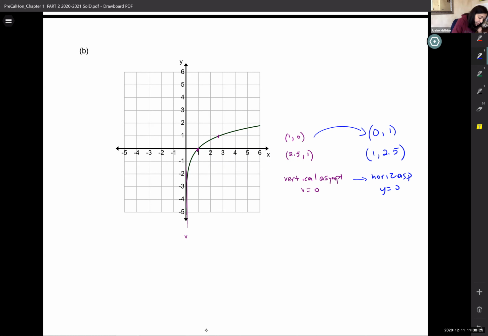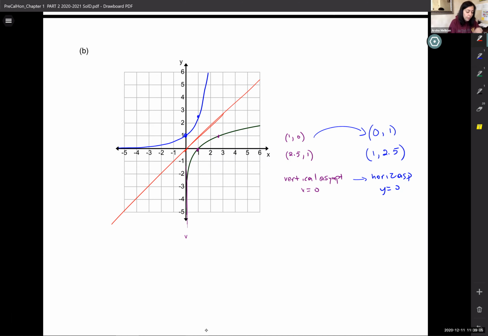So I have a point at 0 comma 1. And then I have one at 1, 2.5, roughly. And then it looks like I might have a horizontal asymptote here, right? In the negatives. Vertical asymptote is in the negatives, and so is the horizontal asymptote. So it will go up like this. Again, look at how it's mirrored along that red line.